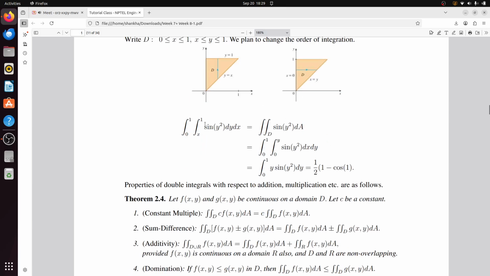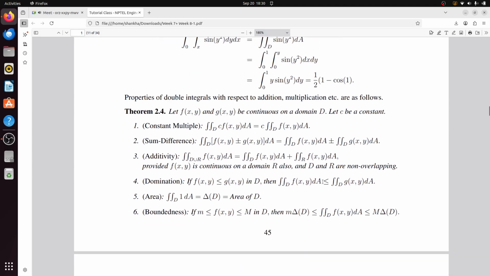0 to 1, x to 1, sin y square dy dx. For x to 1, this will become 0 to y. So 0 to 1, 0 to y, sin y square dx dy, you will get y sin y square dy, and y sin y square dy, you can write as half into sin y square into d of y square. So this will give you minus cos y square, half into 1 minus cos 1. There will be a bracket close.